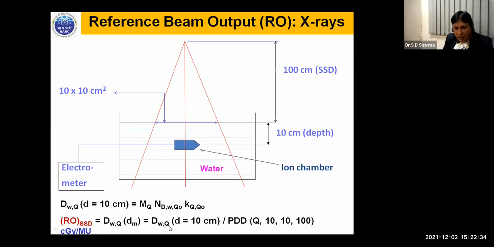So this way we are partially eliminating the contribution of contaminated radiation as well. For doing this, we require a percentage depth dose value for the beam quality for which we have done the measurement, depth of 10 centimeter, field size of 10 by 10 centimeter, and SSD 100 centimeter. And ideally, this value is called reference output for SSD setup. This reference output is available in terms of gray per monitor unit, or more popularly in centigray per monitor unit.